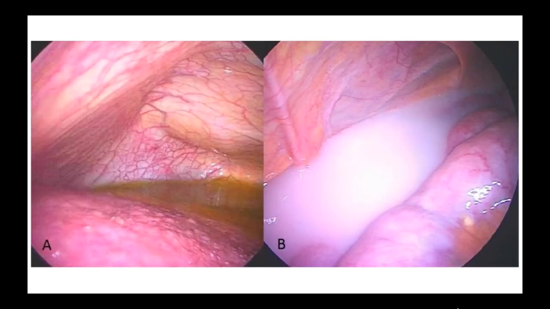So these are just two laparoscopic pictures. On the left, you have that typical straw colored fluid which you see in tuberculosis. And on the right side, you have that milky white kind of fluid, which mostly looks like chyle, but a similar kind of fluid can be seen in peritonitis also.